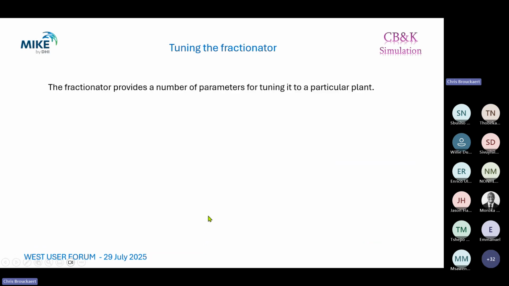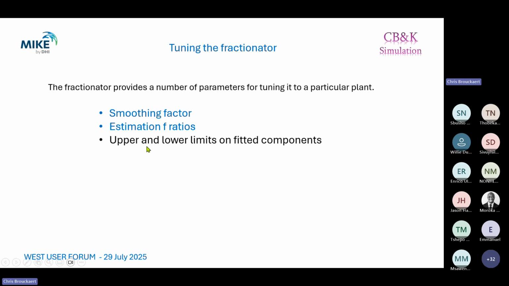Right. So to summarize then, the fractionator provides a number of parameters for tuning to a particular plant. I haven't dealt with them all, but I've dealt with the smoothing factor, the estimation ratios. There's some, then I've mentioned upper and lower limits on fitted components, upper and lower ratios on matched measurements. So matched measurements mustn't be more than some ratio than the estimate.